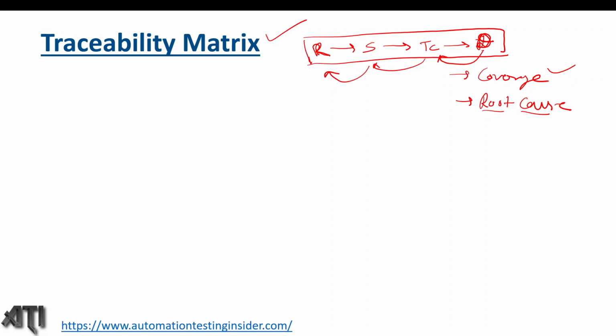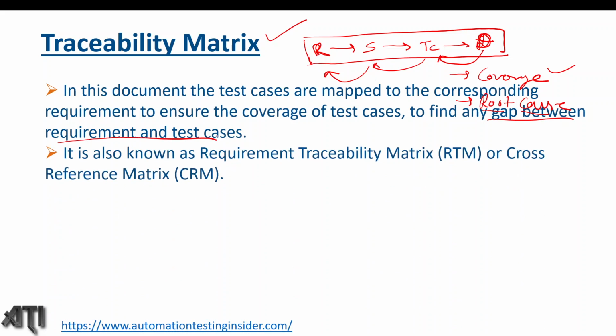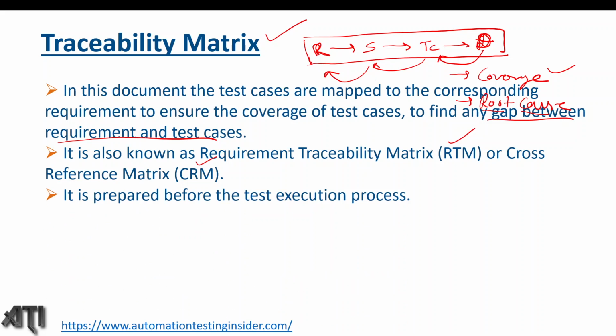So let's talk more about traceability matrix. In this document, the test cases are mapped to the corresponding requirement to ensure the coverage of the test cases, to find any gap between requirement and test cases. It is also known as requirement traceability matrix, RTM, or cross reference matrix, CRM. These are the other names, guys. It is prepared before the test execution process.